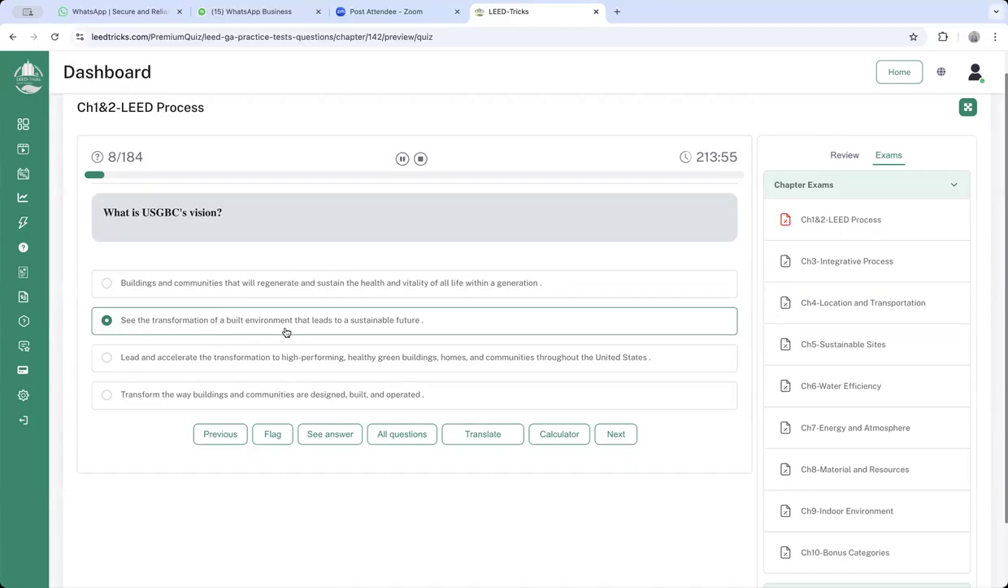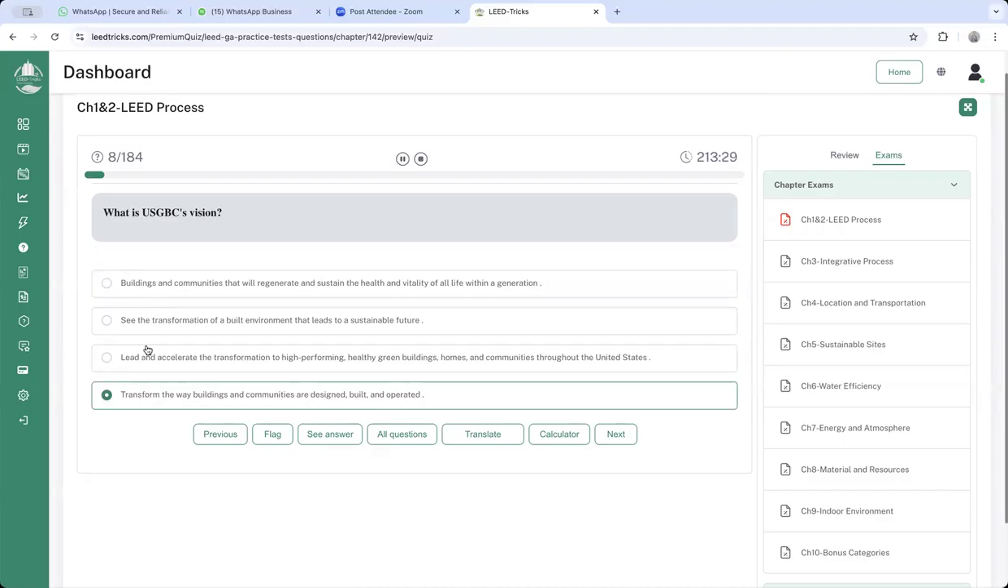See the transformation of the built environment and lead the sustainable future. Very nice one. Lead and accelerate transformation to high-performing, healthy green buildings, homes, communities throughout the United States. Very nice definition. Transforming the way buildings and communities are designed, built, and operated. Actually, this is the mission, the last one. And we say the keyword is transform.